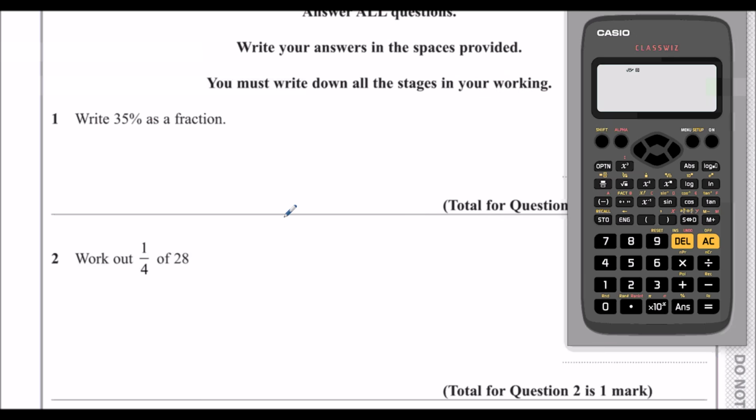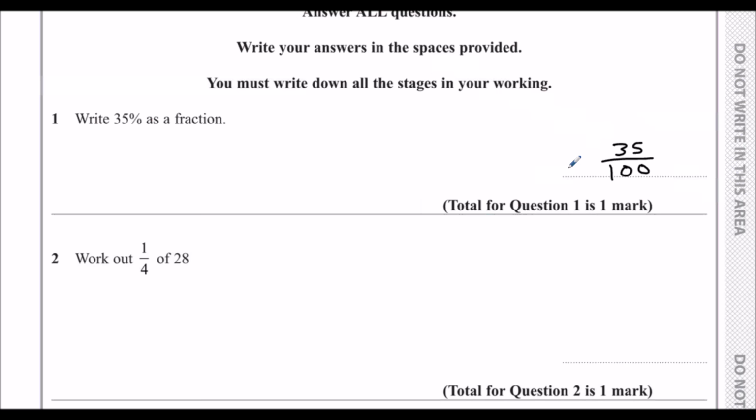If we get our calculator and write in 35%, so 35 shift and then this percent button, press equals, we get a fraction which is 7/20ths, and that is the same as 35 out of 100 simplified. So we could also give our answer as 7/20ths.